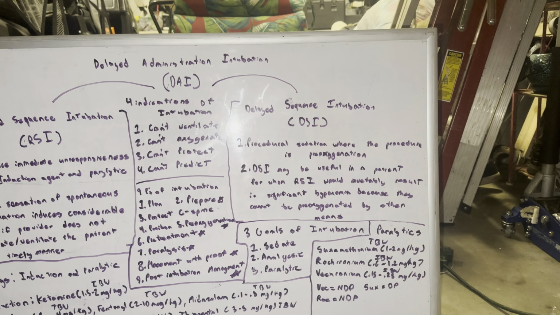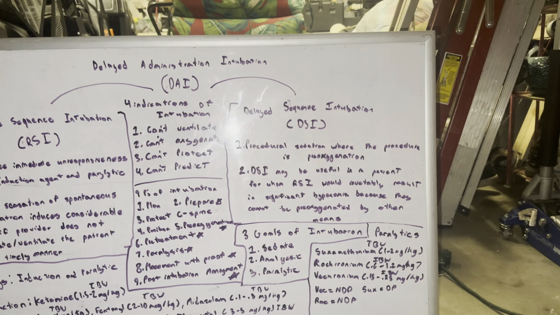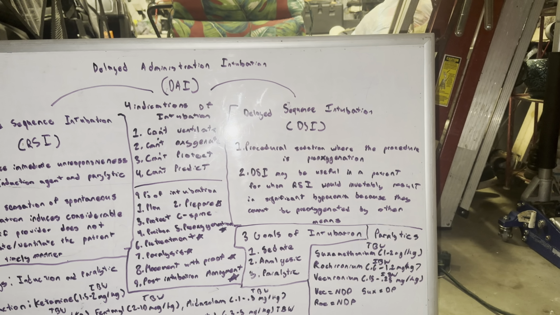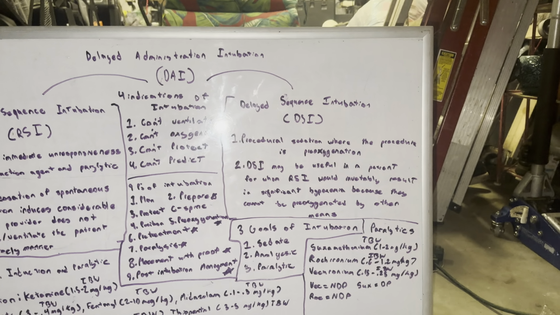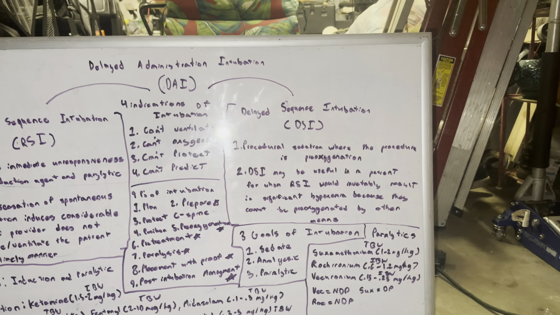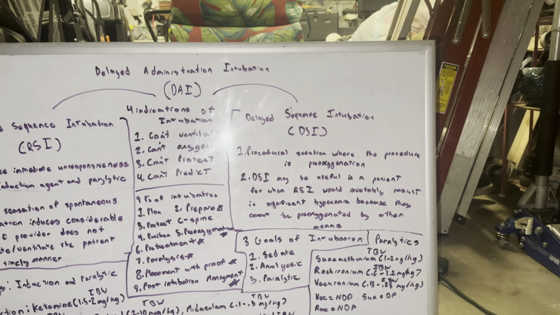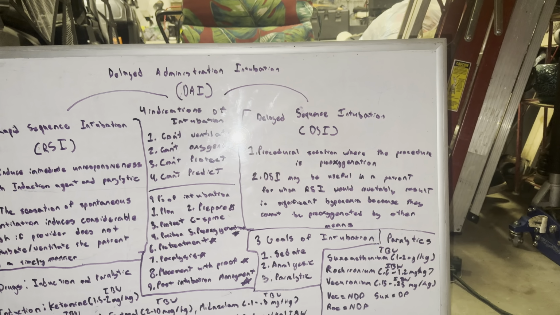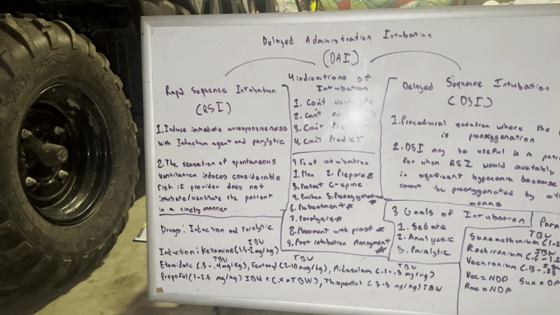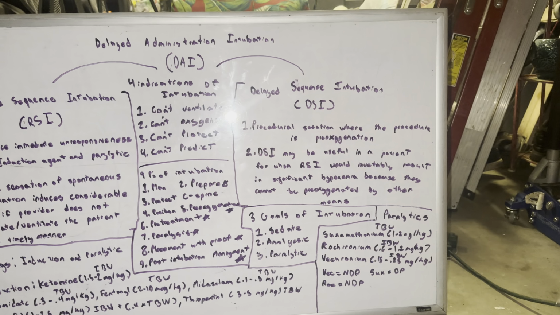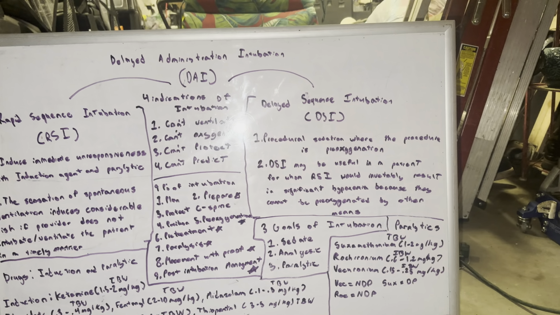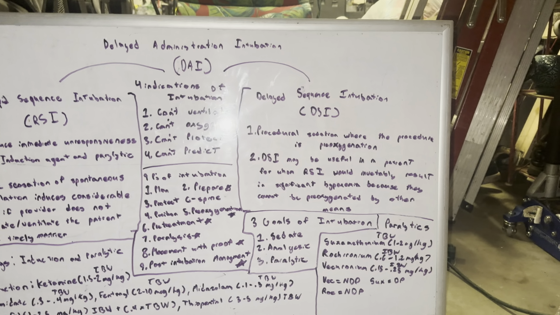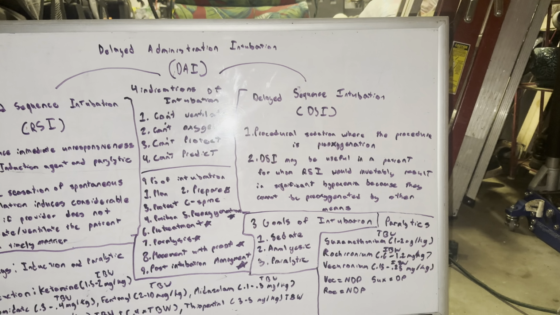Number 2, DSI may be useful in a patient for whom RSI would inevitably result in significant hypoxemia because they cannot be pre-oxygenated by any other means. As I stated earlier, RSI has a very small window to be performed because it needs to be immediate. So if you think about that, pre-oxygenation wouldn't work too well with RSI as we have less time. However, with DSI, when we do have time, we are able to pre-oxygenate this patient up to 100%. That is our goal, 100% oxygenation, which allows us to do these procedures.